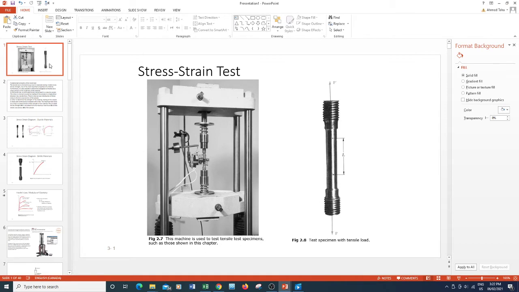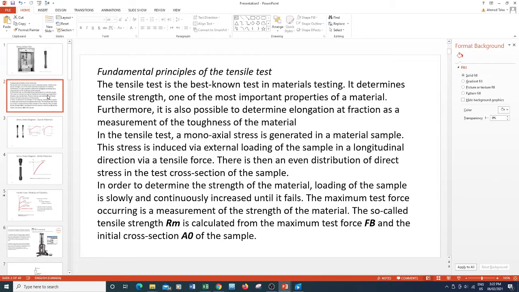Welcome to the Structure Mechanics Lab. We are going to discuss today the stress strain test. These are some fundamental principles of the tensile test.